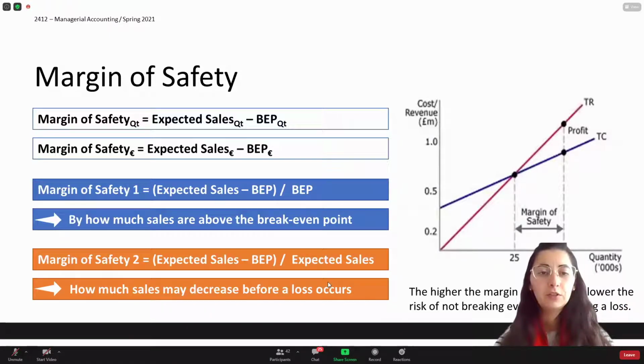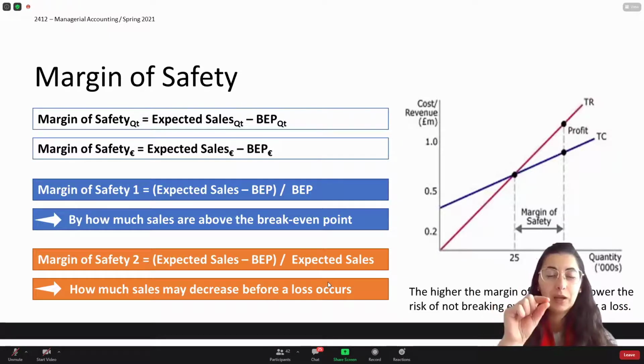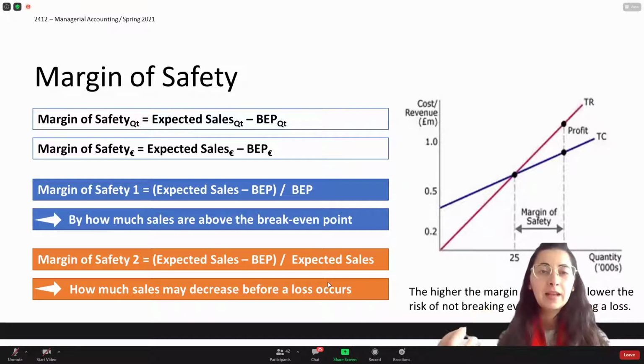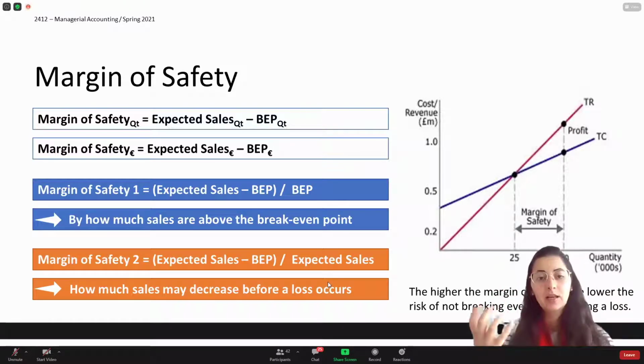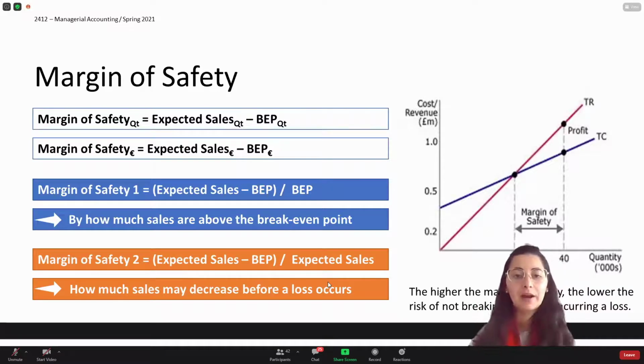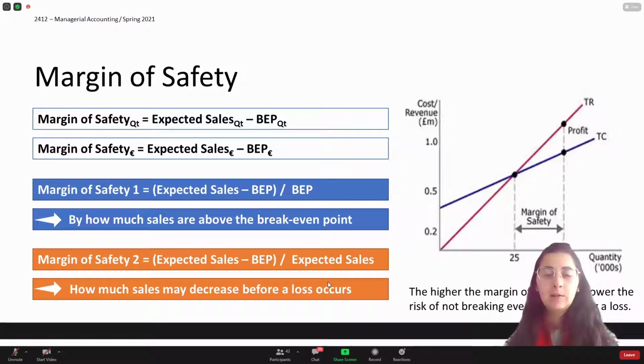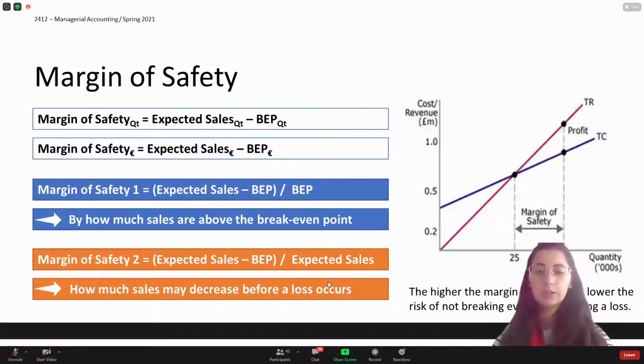Margin of safety 1 is when we take the difference, expected sales minus break-even sales, divided by the break-even sales. And this basically shows by how much sales are above the break-even point. And we have then the margin of safety 2, where we take the difference between expected sales minus break-even sales, but we divide it by the expected sales. And this shows us how much sales may decrease before a loss occurs.